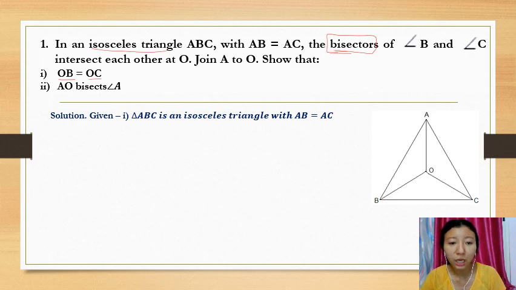Triangle ABC is an isosceles triangle with AB is equal to AC, right?